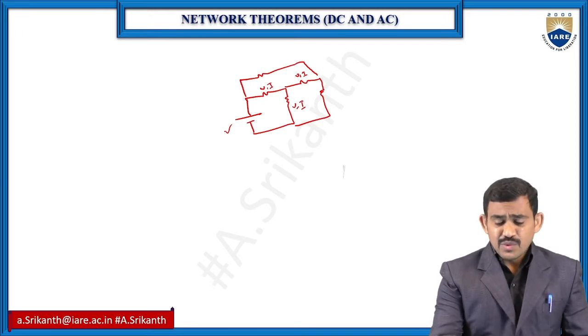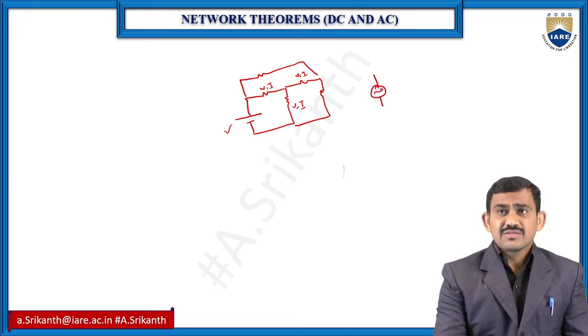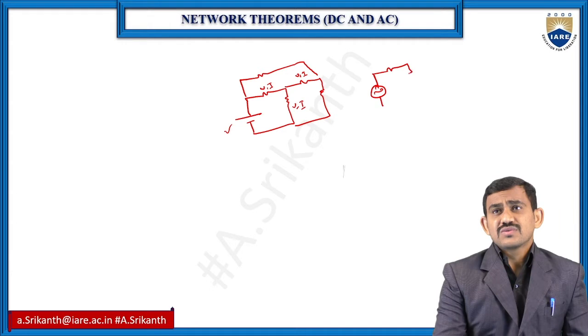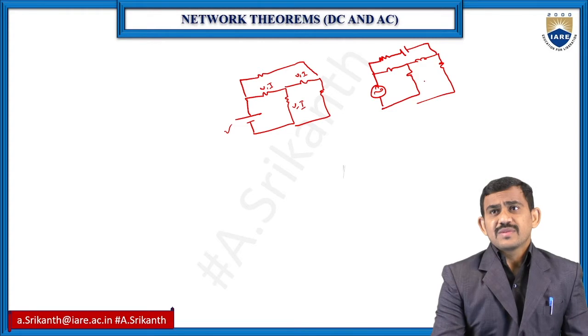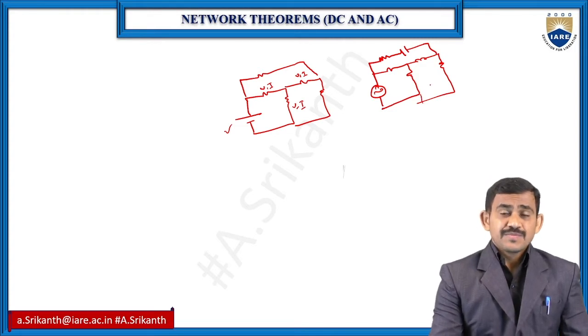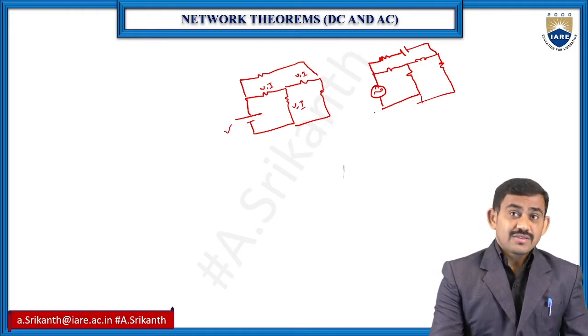Coming to AC, we have voltage sources and current sources. We have different sources. So not only resistors, we have the inductor as well as the capacitor. So we have different elements, three passive elements.